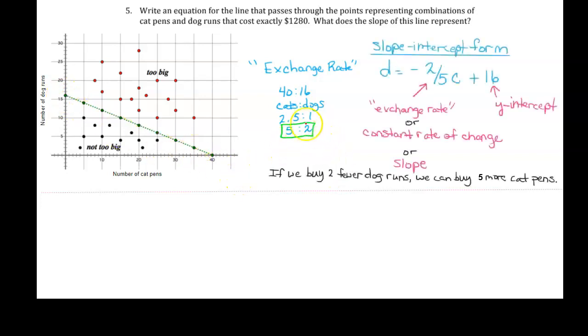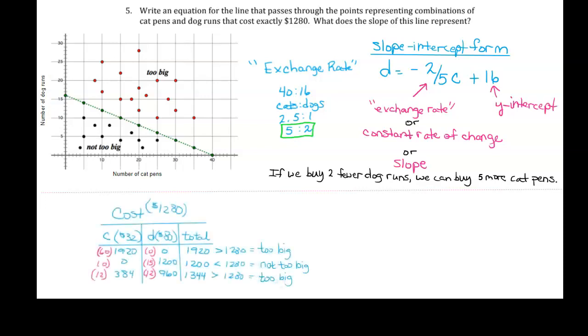We can also use this exchange rate, the 2.5 to 1, which is the 5 to 2, cats to dogs. We can use this information to write our equation in slope-intercept form. And the slope represents the fact that for every 2 fewer dog runs we purchase, we can purchase 5 more cat pens.